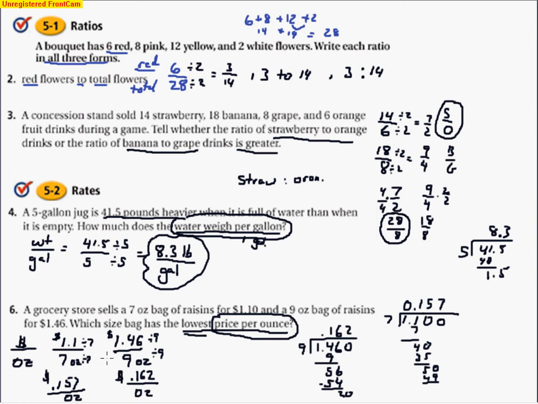So which is the cheaper one? Which is the lowest price per ounce? It's this one right here. It's the first one, the one that was $1.10 for 7 ounces, which was a little bit less. Well, in part 2, we'll go over the next 2 sections.